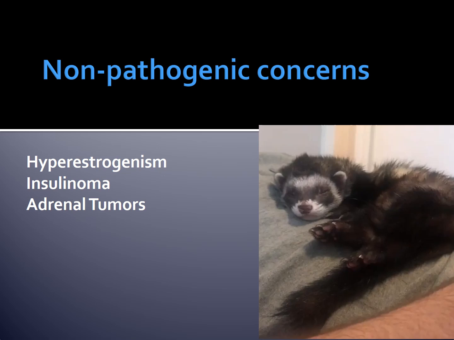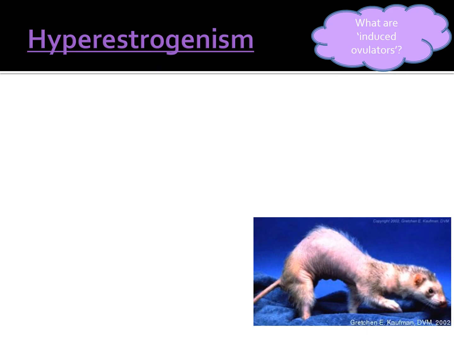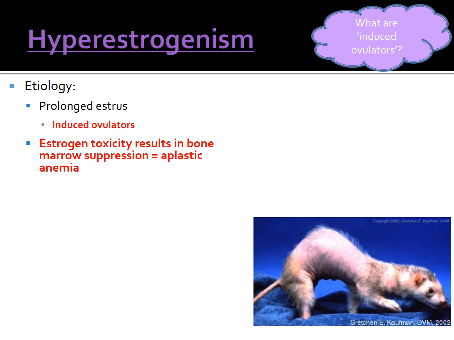So our non-pathogenic concerns: hyperestrogenism, insuloma, adrenal tumors. Those aren't things that they can catch from other animals, but they are a problem. So with hyperestrogenism, this is an issue for these animals where they're producing too much estrogen, they're in estrus for too long. These are animals that are induced ovulators. So they ovulate once they have been mated.